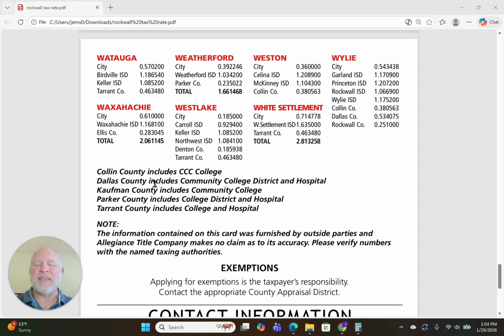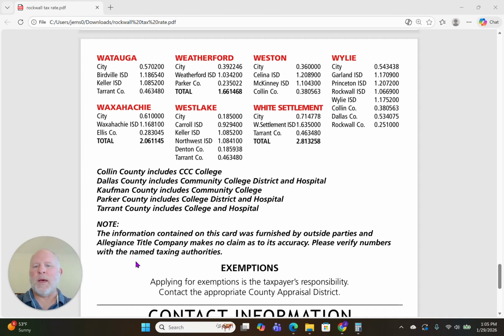exceptions. In addition to the city, county, and the ISD, that includes sometimes a community college in that area or a hospital. In this particular resource, they've gone ahead and combined those. For instance, Collin County also includes Collin County Community College. Dallas County includes the community college and the hospital. You won't see those as separate line items, but if you were to look at your tax bill, you would see those separated out.